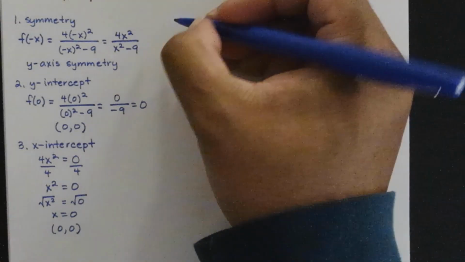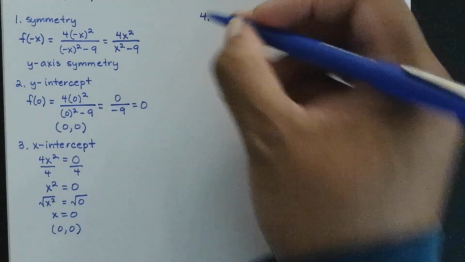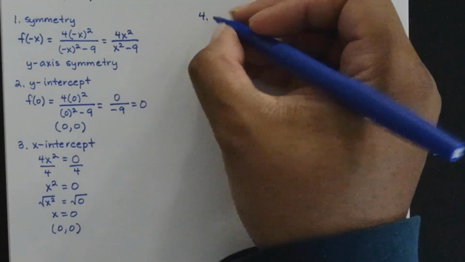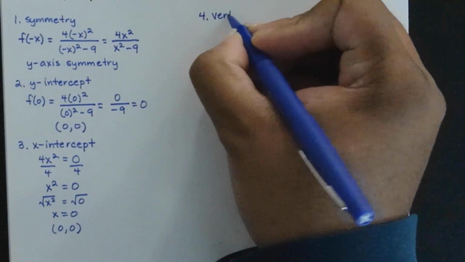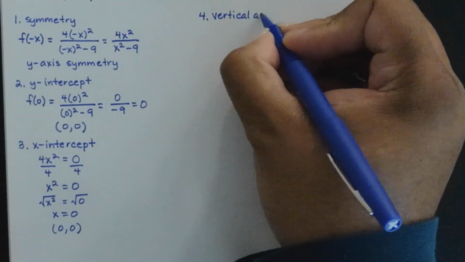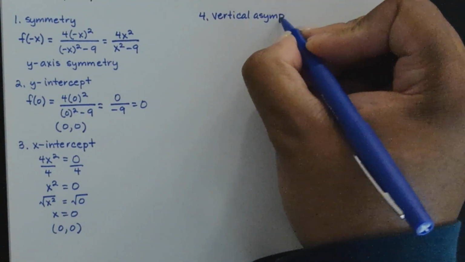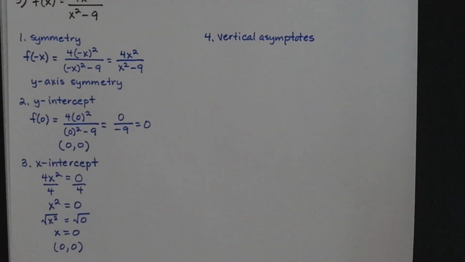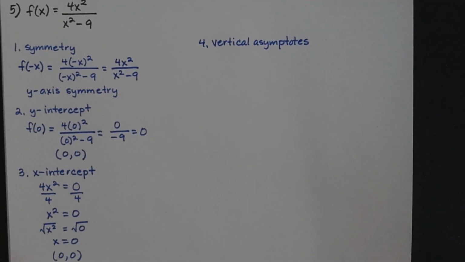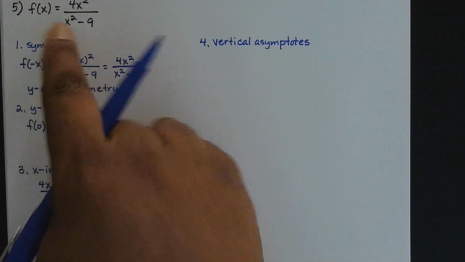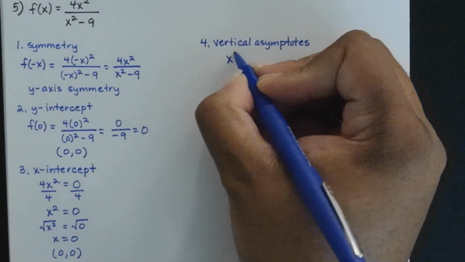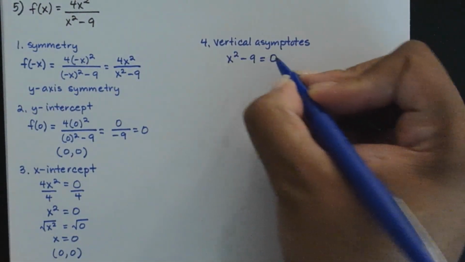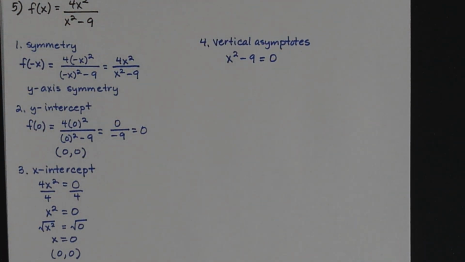All right, I'm going to do step number 4 over here on this side. In step number 4, you're going to find the vertical asymptotes. That's going to be those two vertical dotted lines going through the x-axis. And to do that, you have to set your denominator, x squared minus 9, to be equal to 0. And of course, you want to make sure that your f of x function has no common factors in it, and it does not.